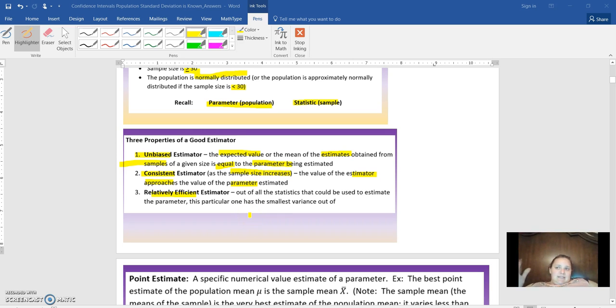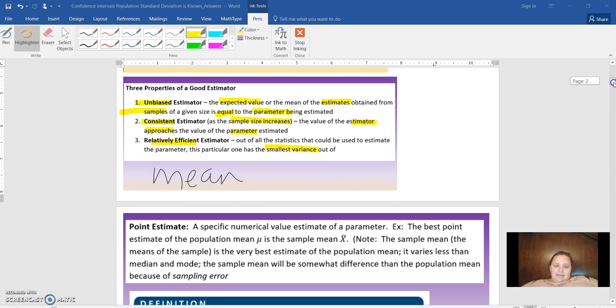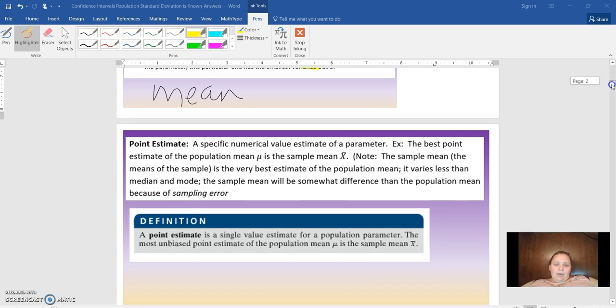So different statistics could be mean, it could be mode, it could be standard deviation, it could be variance, it could be median. Okay, the one that we use the most often is the mean, but it depends on the type of data. If we had categories, we would use the mode. If we had pure numbers, we would use the mean. And so for it to be relatively efficient, it has the smallest variance, which is why we calculate standard deviation and variance.